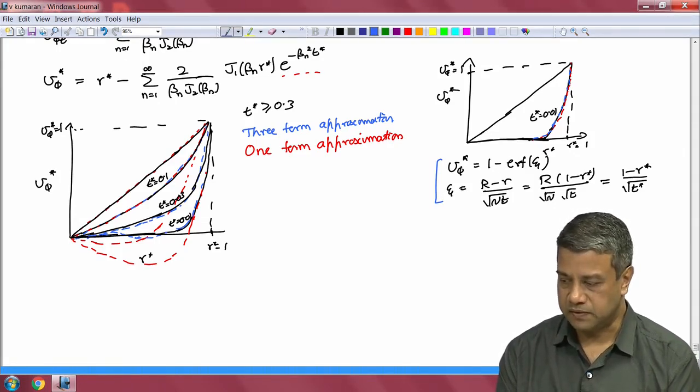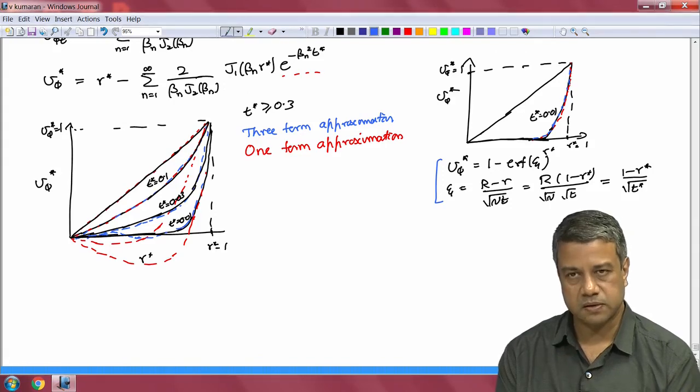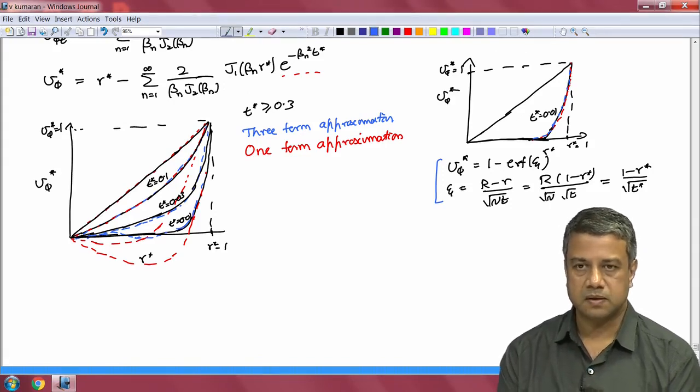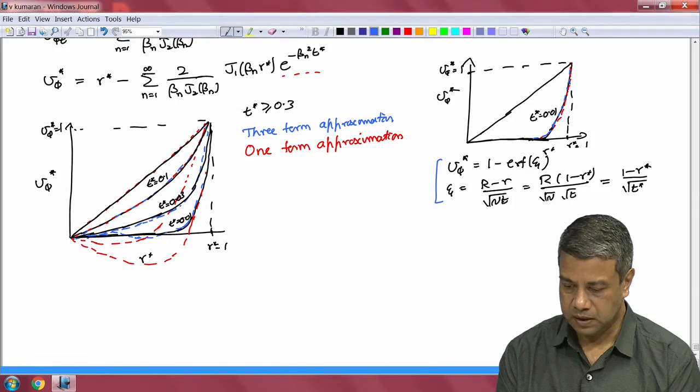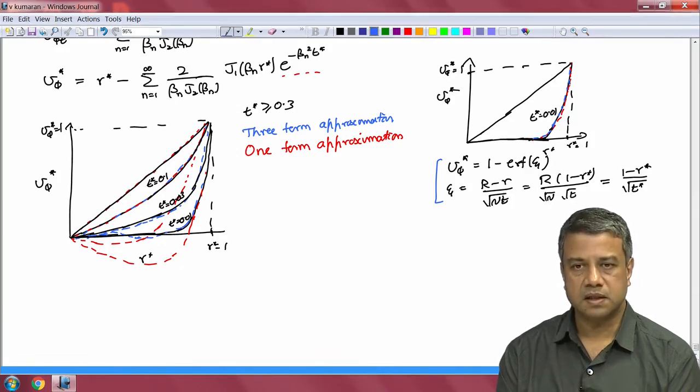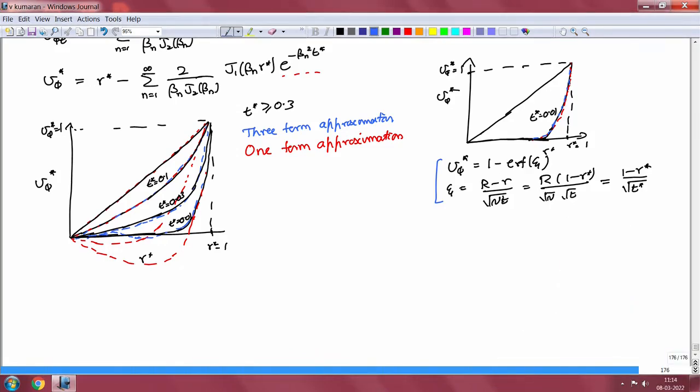So, at very early times you can use a similarity solution, at later times you can use a solution due to separation of variables. This completes our analysis of separation of variables for a cylindrical coordinate system. This completes our discussion in a cylindrical coordinate system.